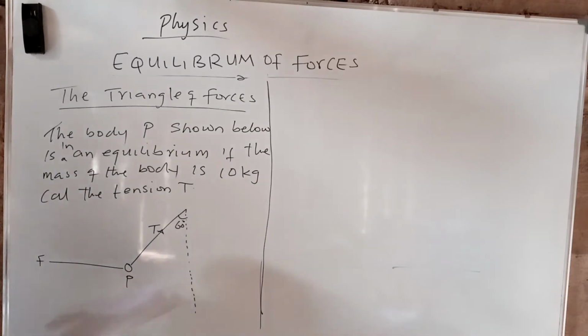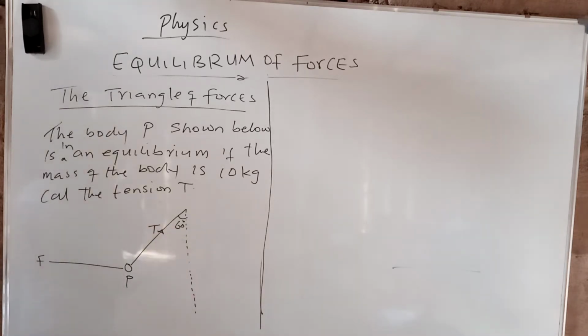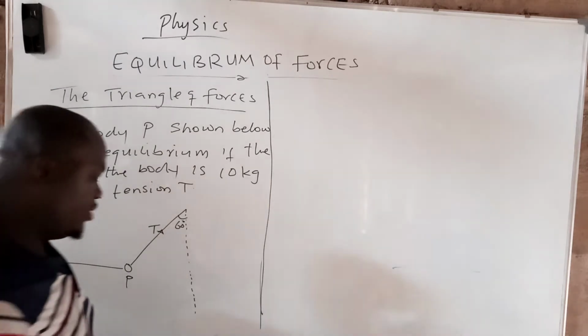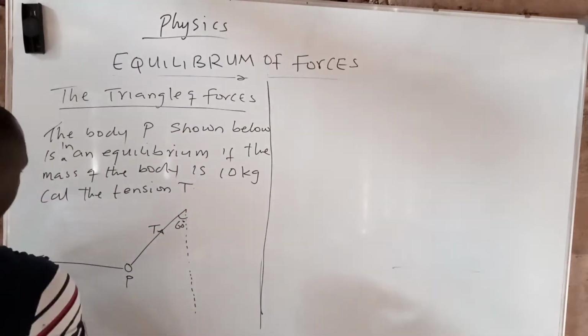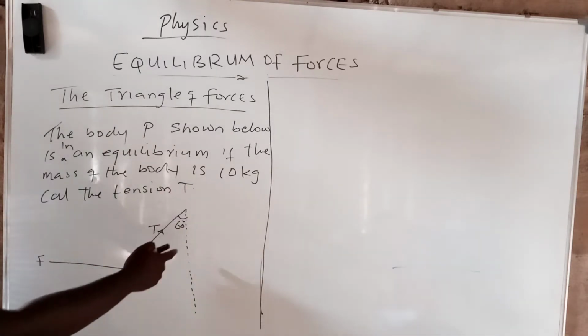Immediately you see something like this, you have to redraw. And once you are redrawing, you should have it at the back of your mind that what you want to do is form a right angle triangle. Have it at the back of your mind, please. Now look at this. If I want to redraw this, look at how this thing goes. So we have formed an angle of 60.